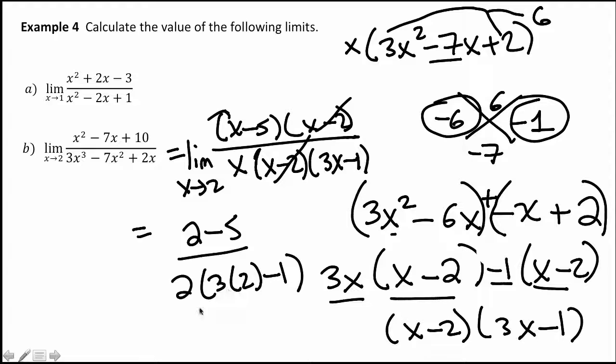6 minus 1 is 5. 5 times 2 is 10. 2 minus 5 is negative 3. So finally, that is your limit. So in this case, we got a number.